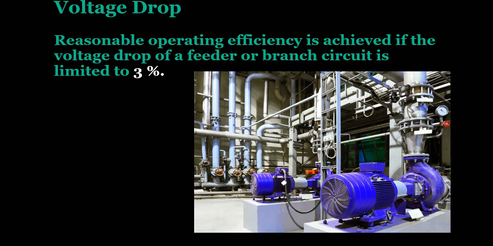Reasonable operating efficiency is achieved if the voltage drop of a feeder or branch circuit is limited to 3%. That's generally speaking what the case is. If, let's say, you're doing work in a plant like you see in the picture here, and you have a piece of equipment that might be European, it may have a manufacturer tolerance rating that says we can't have a voltage drop on this piece of equipment that's more than 1.5% or 2% or something like that, then you might have to consider that. And I have run into that before myself.